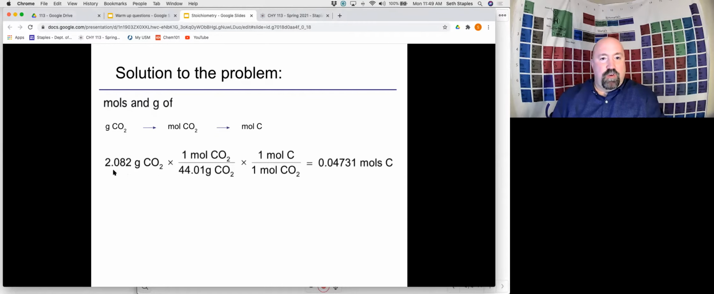And so we take our 2.082 grams of carbon dioxide, we convert that over to moles of carbon dioxide, just using its molar mass. And then for every 1 mole of carbon dioxide, there was 1 mole of carbon present. And so now we know that there had to have been 0.04731 moles of carbon in our initial sample.